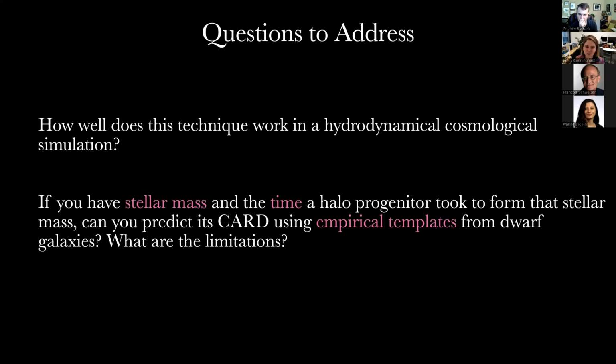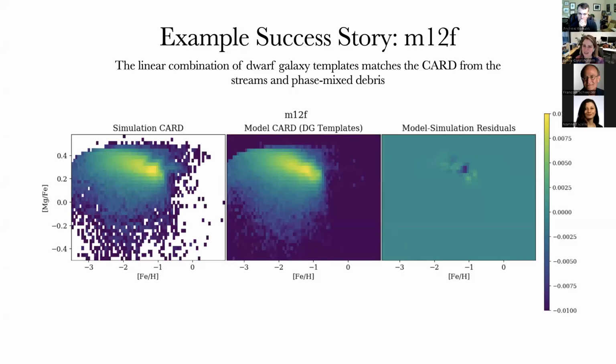So the first question is, does this really work? And the answer is sometimes yes, and sometimes yes, surprisingly well. This is our example success story, from the halo M12F from the Latte suite, where we find that if we create an empirical template set from dwarf galaxies in the FIRE suite, we can create a very good model for what the abundance distribution looks like in the halo. Here is the M12F stellar halo simulation abundance distribution, and in the middle is the model abundance distribution that I created from combining my different templates. And I'm able to get a model with very low residuals.